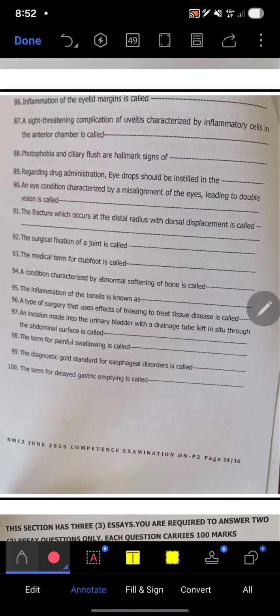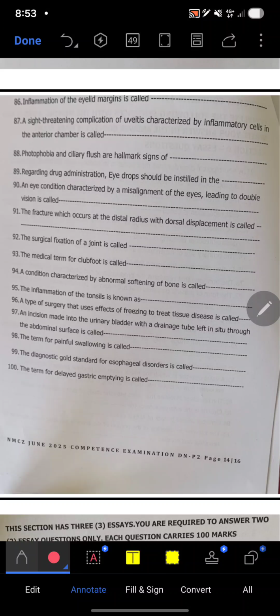87. A sight-threatening complication of uveitis characterized by inflammatory cells in the anterior chamber is called, the answer, of course, is hypopyon. 88. Photophobia and ciliary flush are hallmark signs of, the answer is acute iritis, also known as anterior uveitis. Question 89. Regarding drug administration, eye drops should be instilled in the, answer is, of course, lower conjunctival sac.